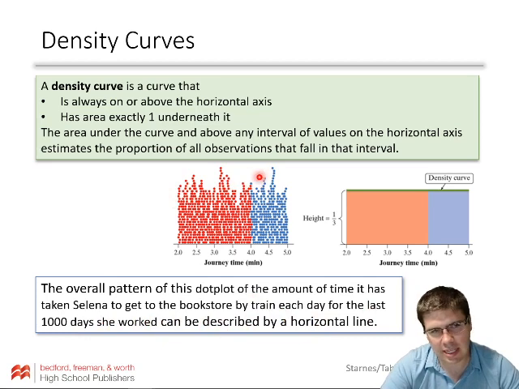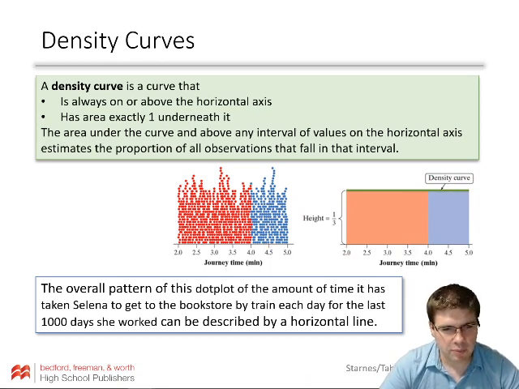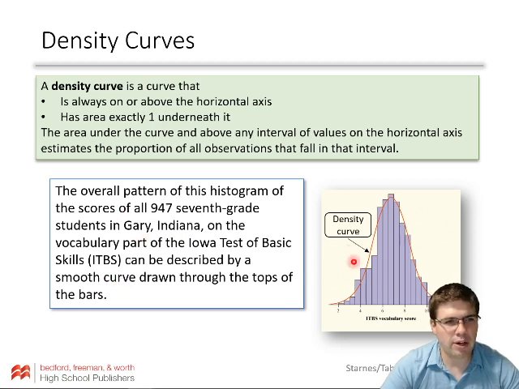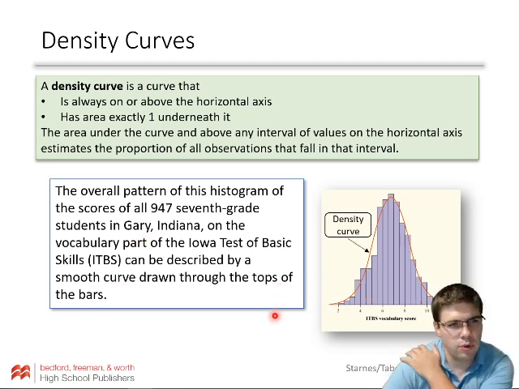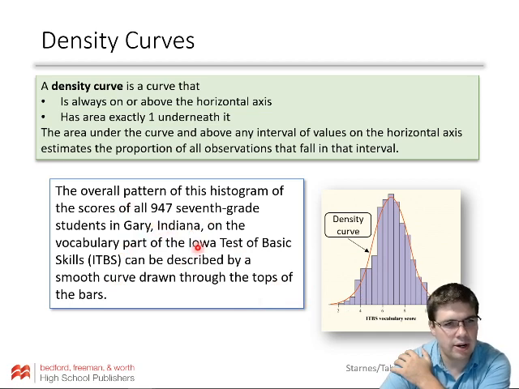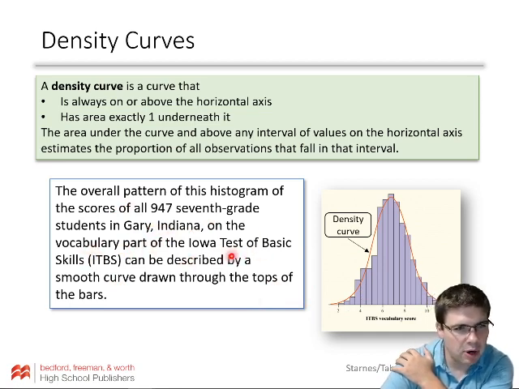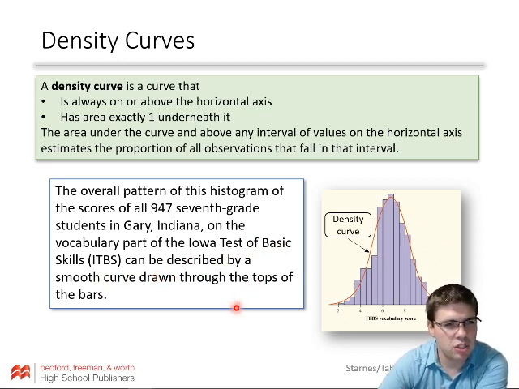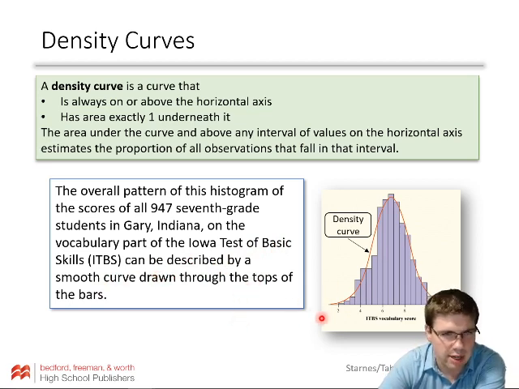So it's not exactly that. There's some other variability here, but we can kind of fit that overall pattern with that. We can do something similar for other shapes. So the overall pattern of this histogram of scores for the 974 7th grade students in Gary, Indiana, on the vocabulary part of the Iowa Test of Basic Skills can be described by a smooth curve drawn through the tops of the bars. So we kind of fit that data in here. We're seeing that kind of bell-shaped curve, maybe even that elusive normal distribution that we're talking about.